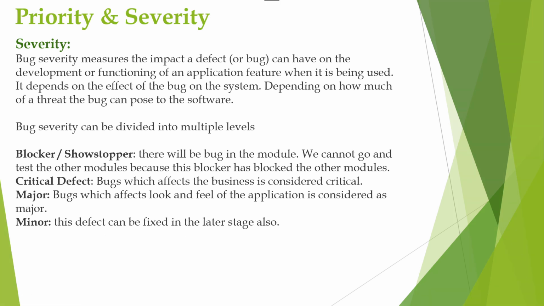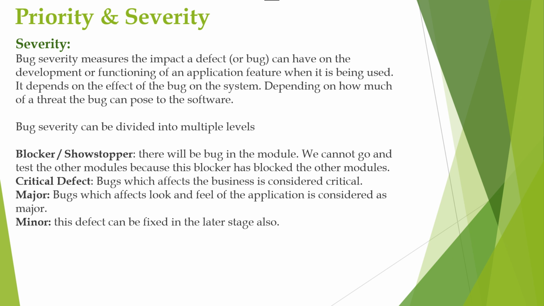Now we'll see the types of severities. Blocker or the showstopper. It means the main functionality of an application itself is not working. For example, the login page itself is not working, or the home page is not loading properly, or the URL itself is not loading or opening.